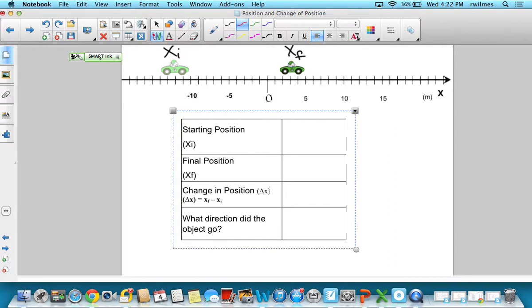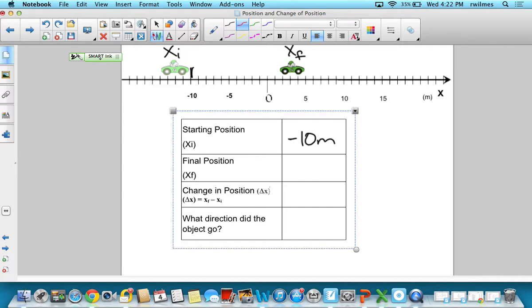Now, the big key about using pictures to determine change of position is that you have to be consistent. So I like to always use the front of the car. See the front of the car right here to establish where it's sitting at its initial position. So in this case, you can see that my initial position from the front of the car, starting position, is going to be -10 meters.